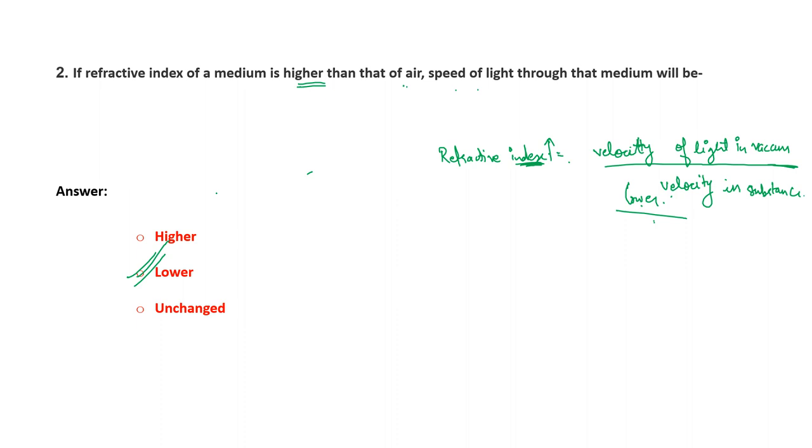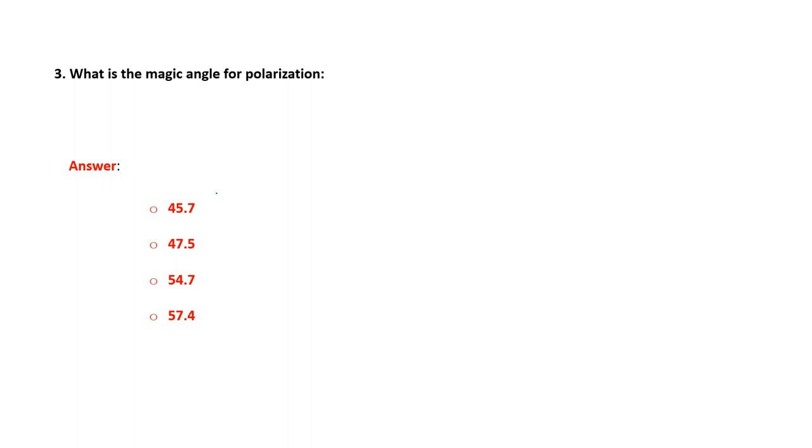Actually, this is a quite easy question. We haven't discussed refractive index earlier, but we have studied this in the lower classes, and this is the relation it has with the velocity and how it changes. In this module only, we had studied how the refractive index changes and how the change in refractive index is also responsible for the nonlinear optical phenomenon. So with this, we'll go to question number 3.